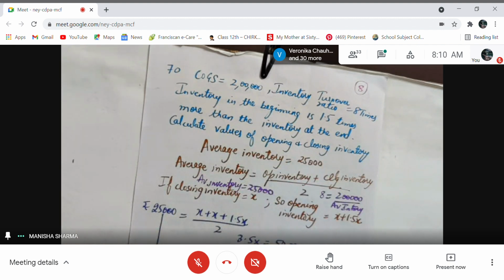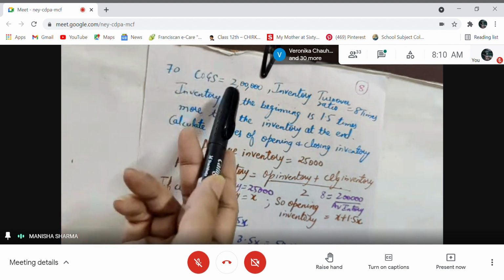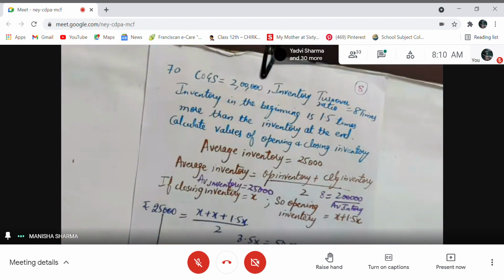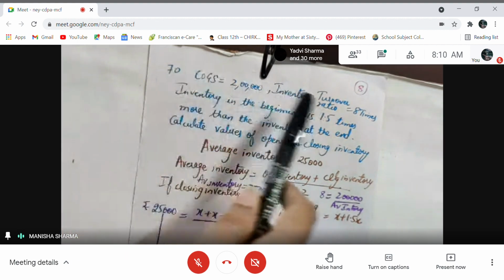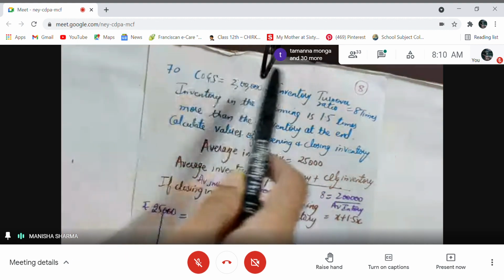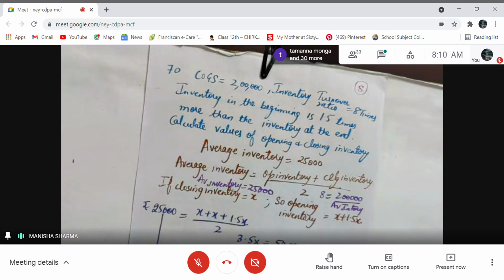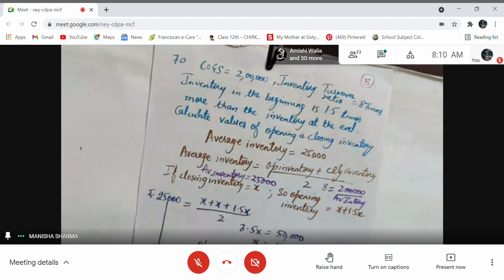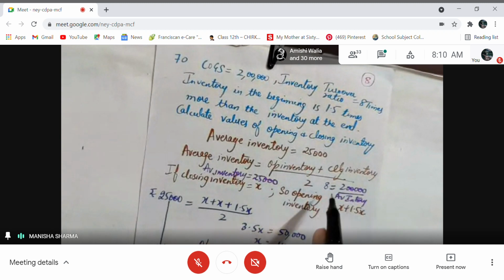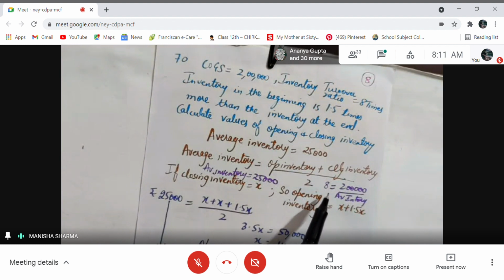So here, what is given? COGS is given and inventory turnover ratio is given, right? With the help of these two, COGS and inventory turnover ratio, can I find average inventory? I can, by applying the formula. 8 is equal to 2 lakh upon average inventory, applying that inventory turnover ratio is equal to COGS upon average inventory.